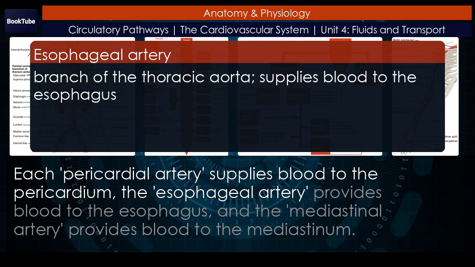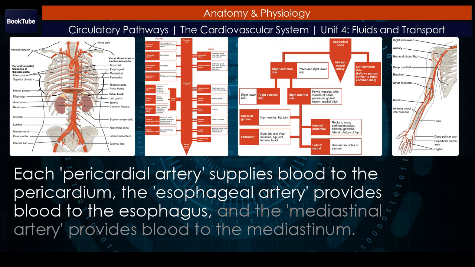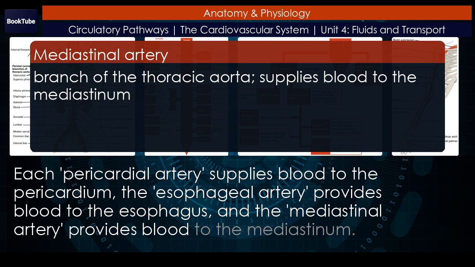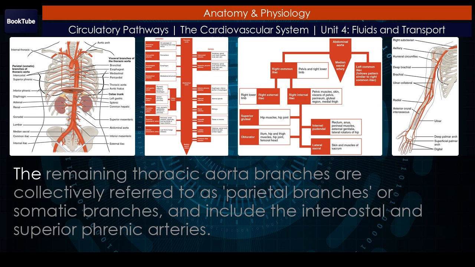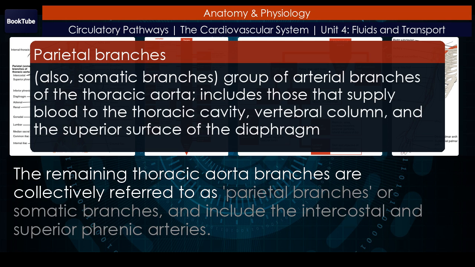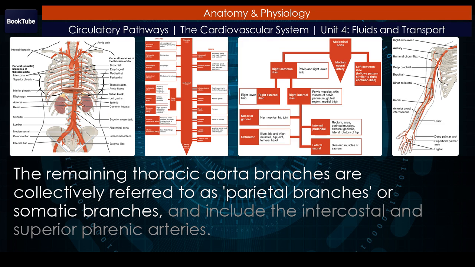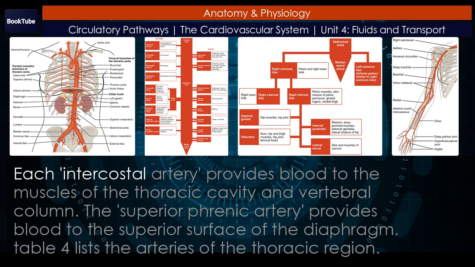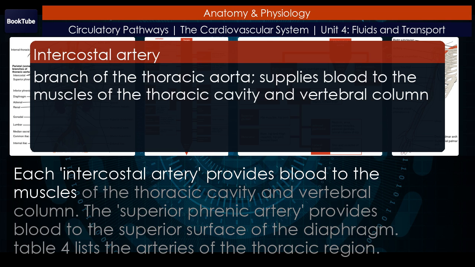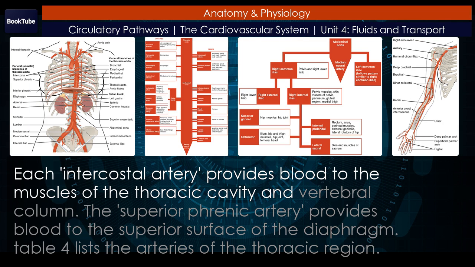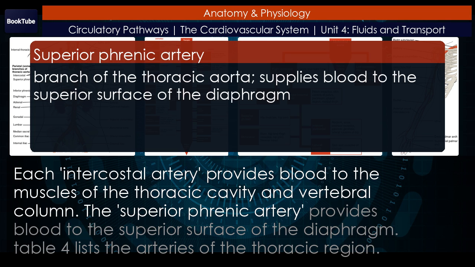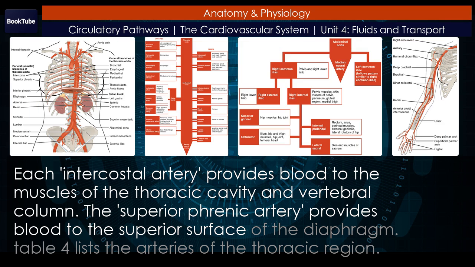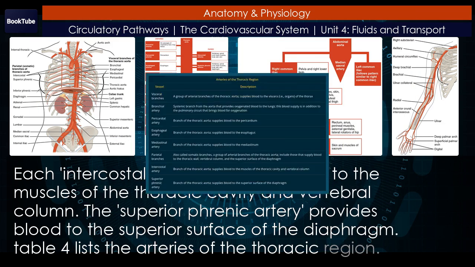The esophageal artery provides blood to the esophagus, and the mediastinal artery provides blood to the mediastinum. The remaining thoracic aorta branches are collectively referred to as parietal branches or somatic branches and include the intercostal and superior phrenic arteries. Each intercostal artery provides blood to the muscles of the thoracic cavity and vertebral column. The superior phrenic artery provides blood to the superior surface of the diaphragm. Table 4 lists the arteries of the thoracic region.